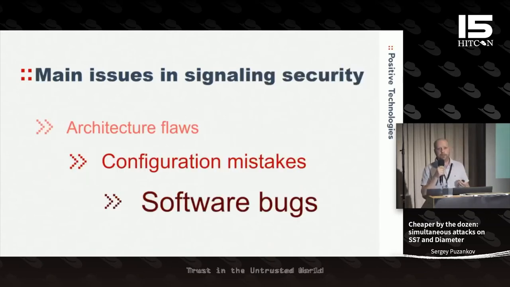And for mobile operators, for signal networks, there are three main problems: architecture flaws, configuration mistakes of the equipment, and software bugs. What we can see right now is that operators have learned to withstand such issues as architecture flaws and configuration mistakes. But software bugs are still a big problem for mobile operators.